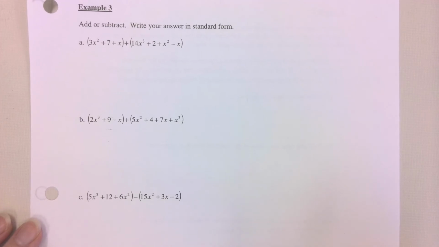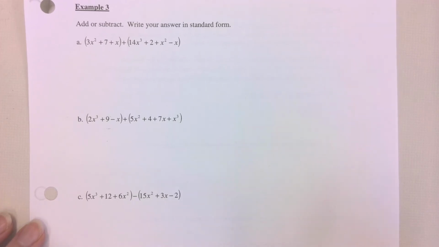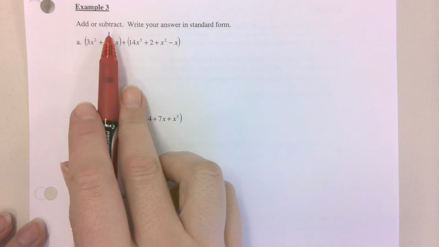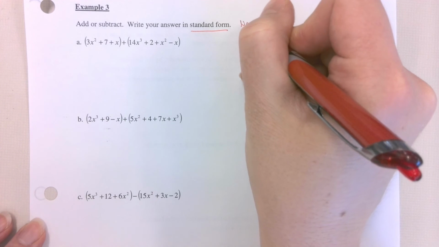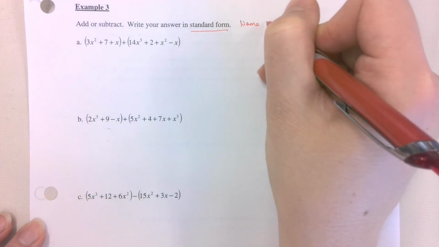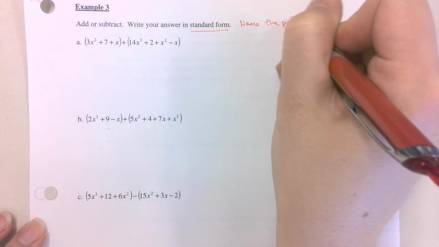In our next set of examples, we're going to add and subtract polynomials. It says in the directions to add or subtract, write your answer in standard form, and we're going to take it one step further. We're going to go ahead and we're going to name it. Name the polynomial for practice.